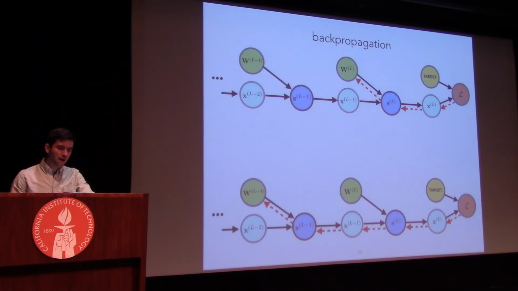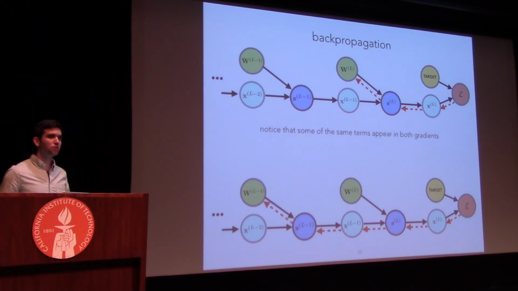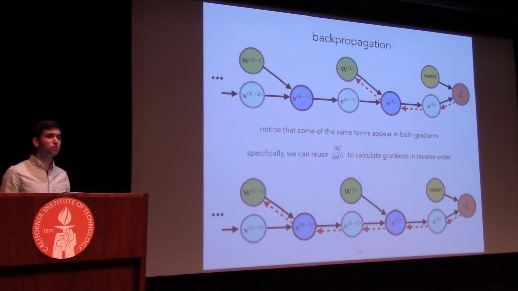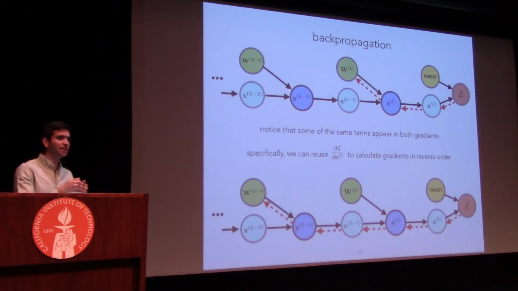I don't know if you can see it directly, but there are some terms that are reused in both of these procedures. As we're traversing backward through this computational graph, you see that the first two terms are shared: the derivative of the loss with respect to the output, and the derivative of the output with respect to the sum at the final layer. Those appear in both of these traversals. So what we can do is reuse these terms. Specifically, we can reuse the loss with respect to the sum at the layer after, in order to calculate the gradient at that layer.